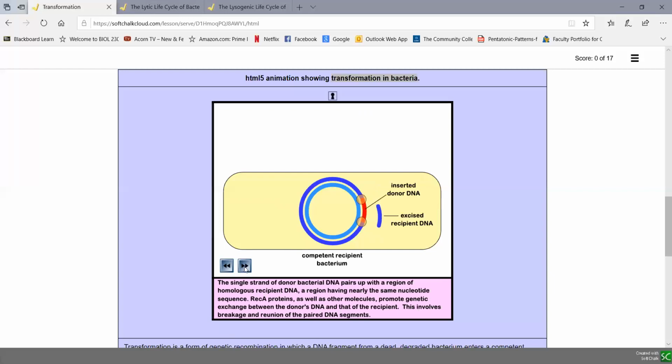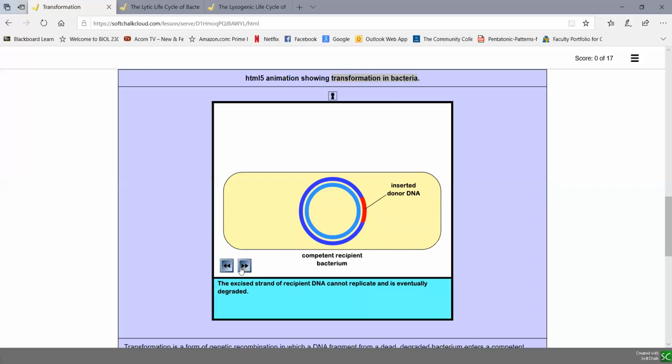can split the recipient bacterium's DNA and then insert a piece of the red donor DNA into the blue recipient's DNA. The piece of the recipient's DNA that's chopped out or excised is eventually degraded because it's not being protected. So now these red genes from the dead donor bacterium have been inserted into one copy of the DNA in the competent recipient bacterium. And again, the excised strand can't replicate and is eventually degraded.